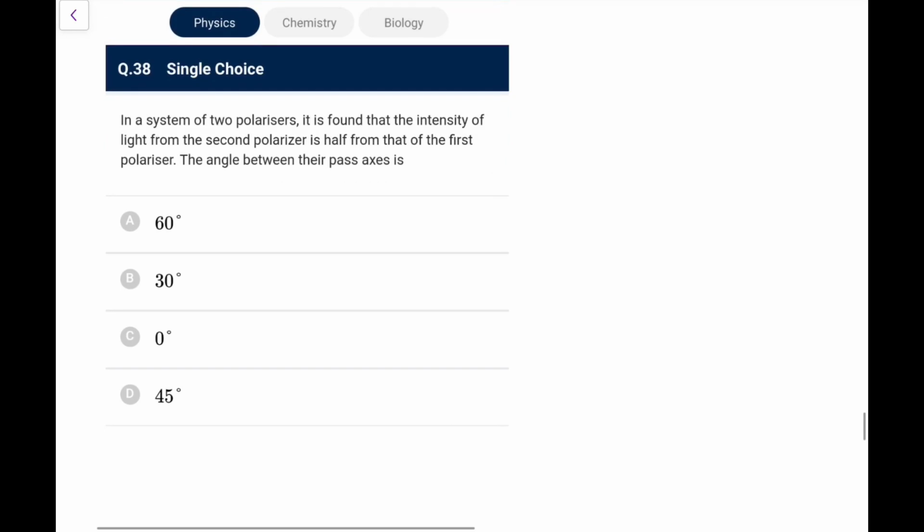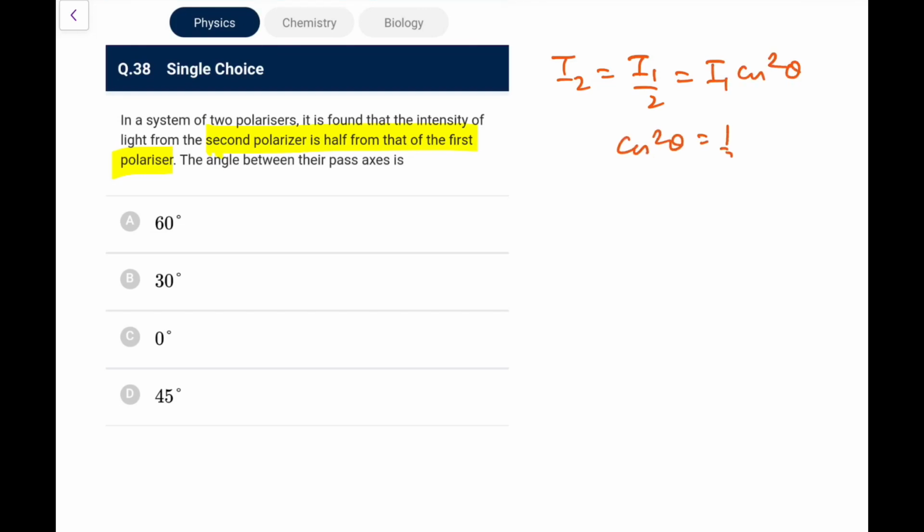Next one, in a system of two polarizers, it is found that the intensity of the light from the second polarizer is half from that of the first. So what it says, I2 is I1 by 2, which should be equal to I1 cos square theta, theta being the angle between the two. That is cos square theta is half, that means cos theta is 1 by root 2, so angle is 45 degrees. So again it's an easy one.